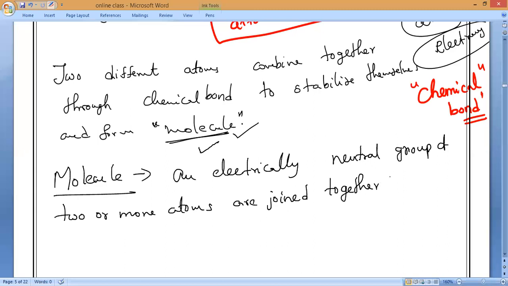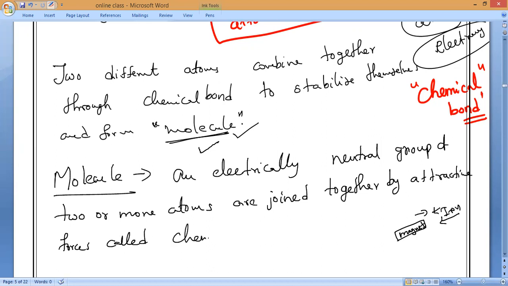If somebody is joining together, by what? Attractive forces or repulsive forces? Suppose magnet attracts this iron. Magnet and iron always have attractive forces. Same way here, if atoms are joining together, they have attractive forces. Joined together by attractive forces, called chemical bond. That is what you have to remember.